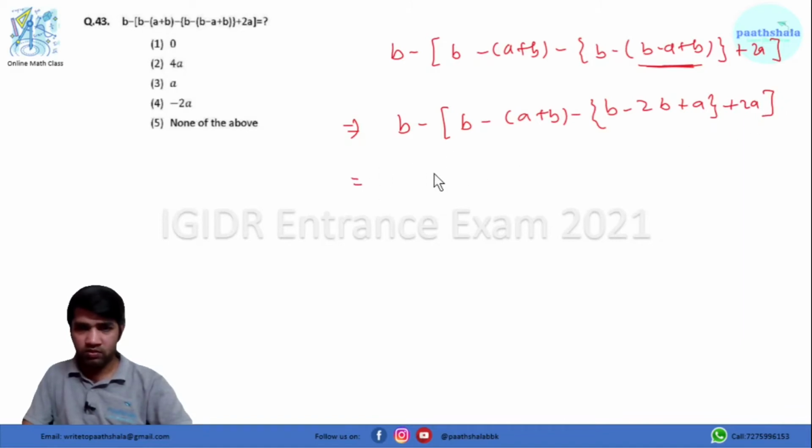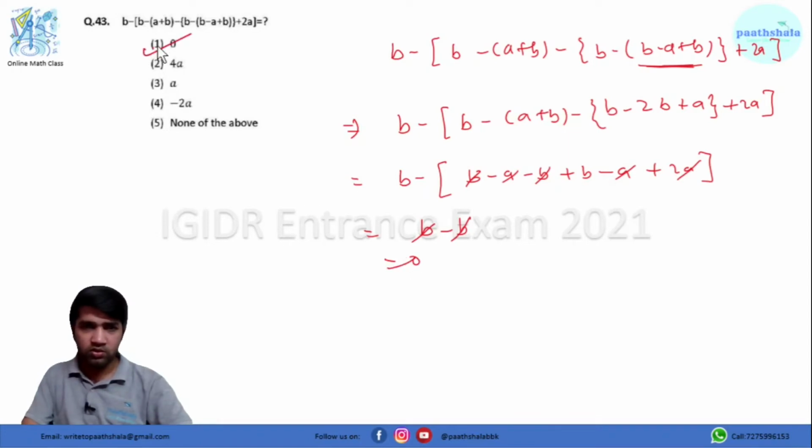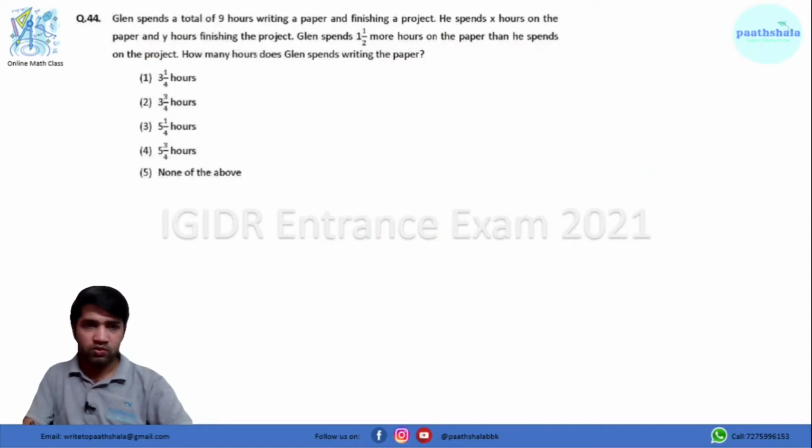Now if you solve it further, this will be b minus, this will come out to be minus a minus b, and here this will become minus b plus a, and outside it is minus, so this will be plus b minus a and plus 2a. You can see that b and b get cancelled out, minus a, this is minus 2a, and this is plus 2a. So these all get cancelled out. You are left with b, and outside it is minus, and this is plus, so this is b minus b. So the answer is 0. So option 1 is the right option. Now let's move to the next question.